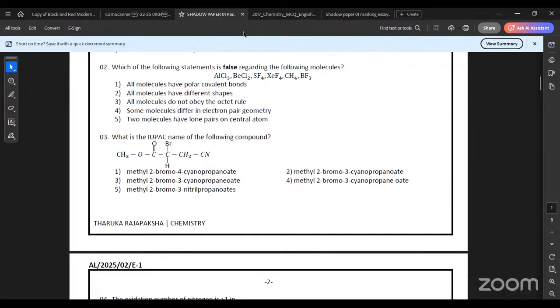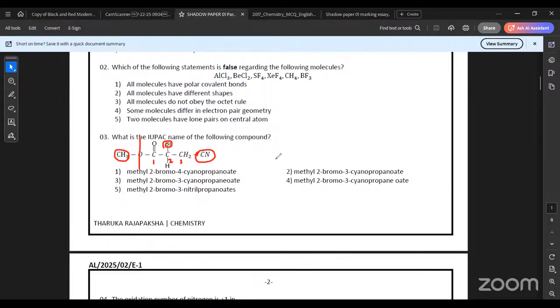IUPAC name of the following. Okay, let's see. So this is an ester. When you see an ester, we didn't do this, we are doing it tonight. You're going to divide it at the oxygen into the left and right sides. Then you name the methyl group, so it starts from methyl. Then you name 1, 2, 3. Methyl 2-bromo. There's bromo and there is a cyano group.